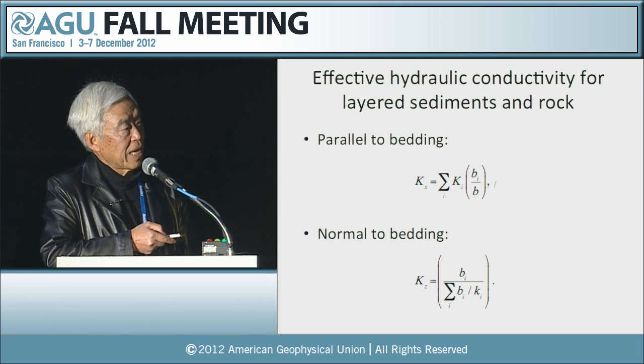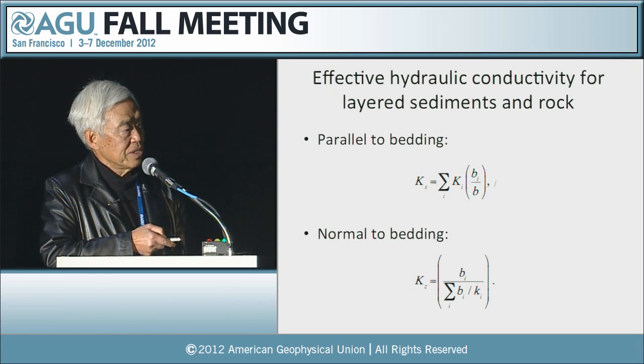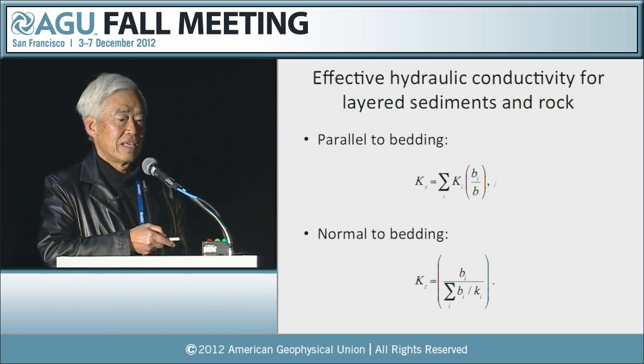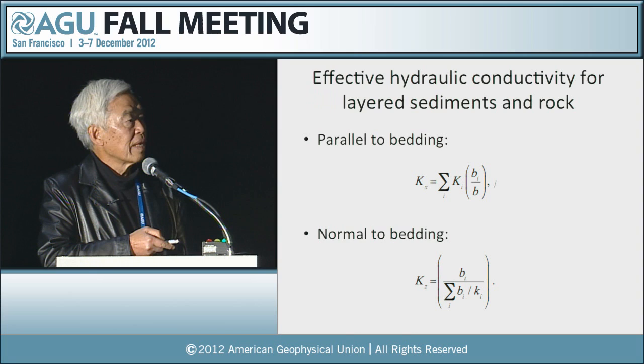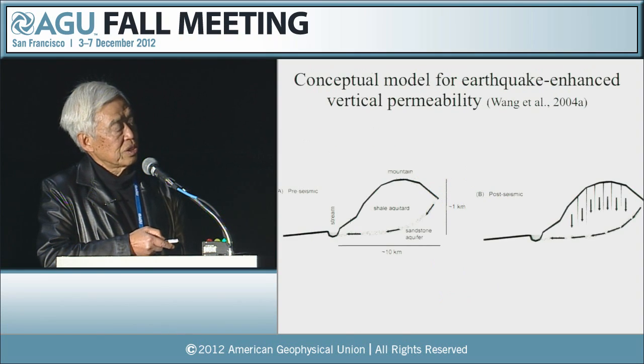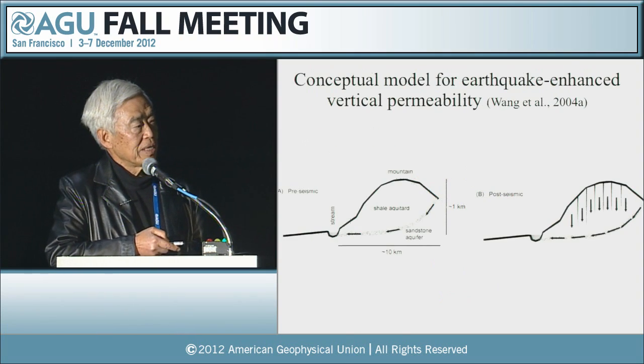And we know that parallel to bedding, the effective conductivity, K sub x, is given by this relation, and normal to bedding is given by this relation. So parallel to bedding, the effective conductivity is controlled by the layer with the highest conductivity, while normal to bedding, it is controlled by the layer with the least conductivity. And earthquakes change that relationship.